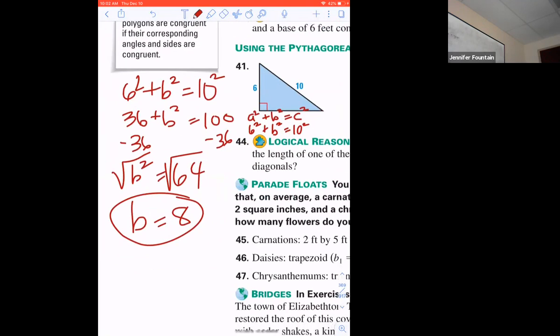So set it up. A squared plus B squared equals C squared. Plug in the 2 sides that you know. Solve for the side you do not know. Do not forget in that last step, though, you're solving for a single variable, not the variable squared. So to be able to solve for it, you have to take the square root of each side.